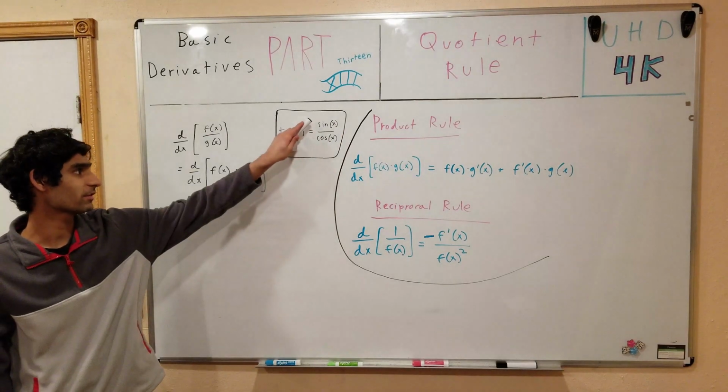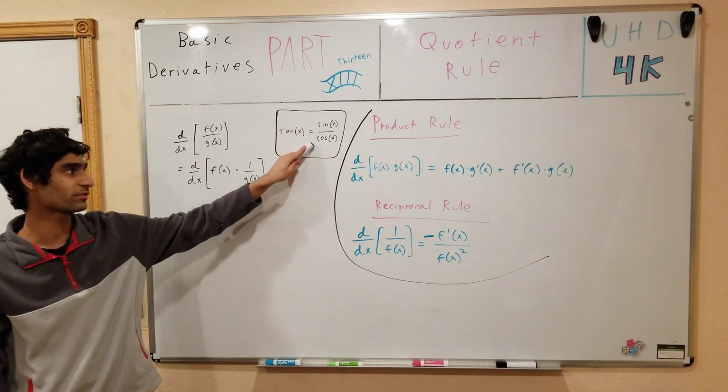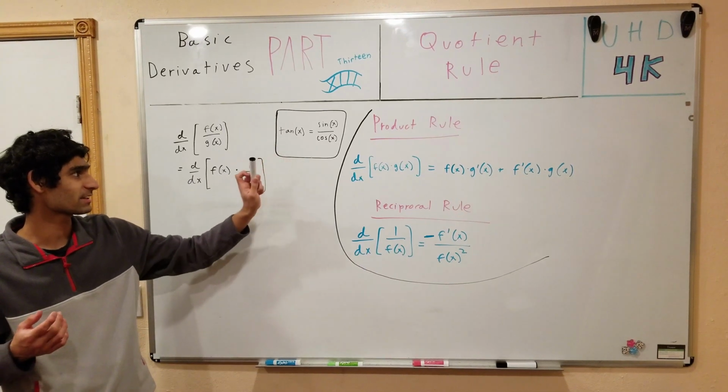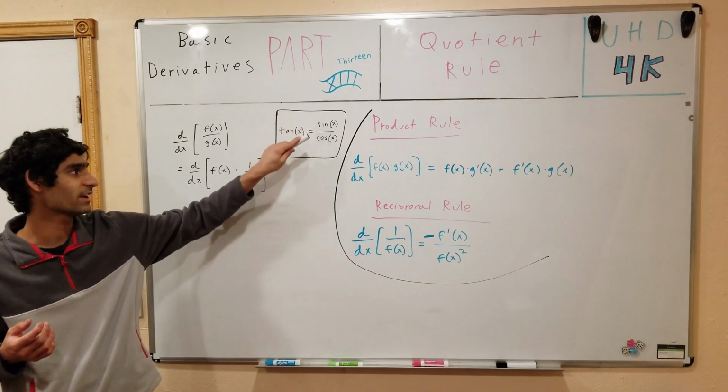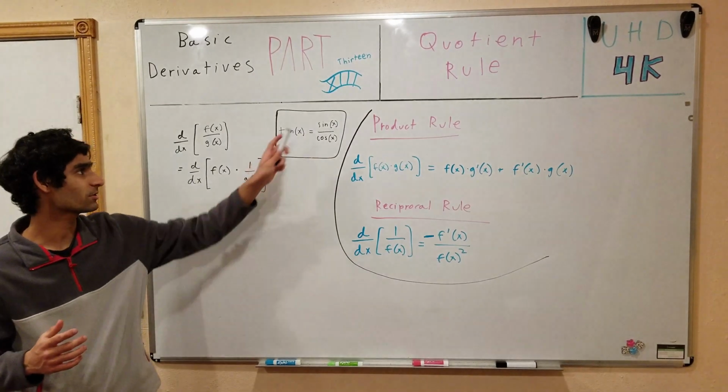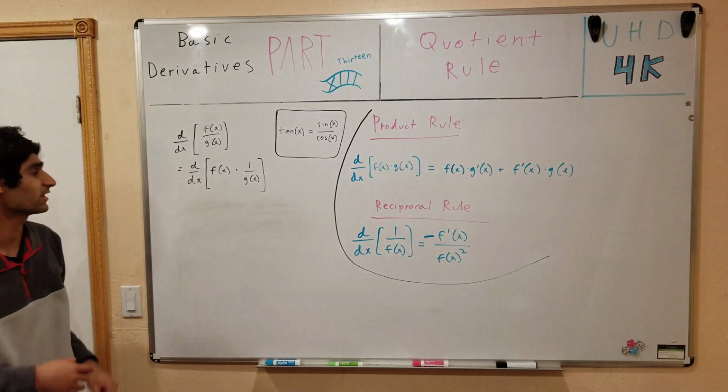We know the derivative of sine of x, and we know the derivative of the cosine of x. So, can we find the derivative of the tangent of x by simply finding the derivative of sine and cosine? Is there an easy way to find the derivative of the quotient of two functions? Well, let's figure that out.